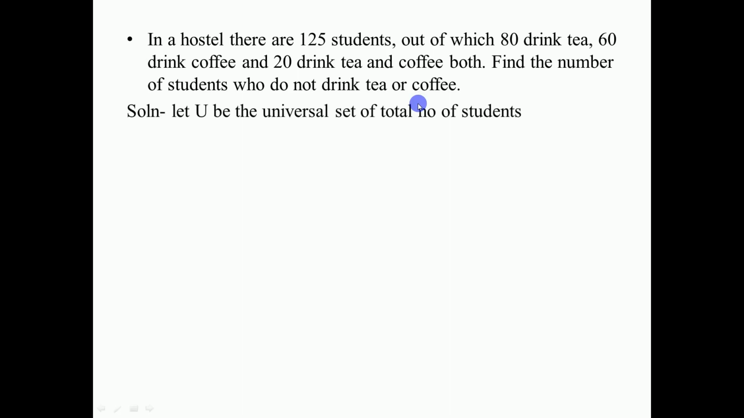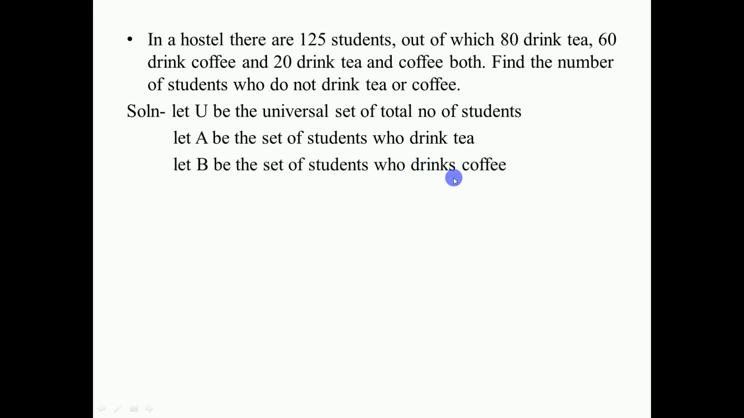So let U be the universal set of the total number of students, A be the set of the students who drink tea. We are going to consider two sets because two different things are given here, tea and coffee. Let B be the set of the students who drink coffee. So n(U) is equal to 125, n(A) is equal to 80, n(B) is equal to 60. These are the students who drink tea, these are the students who drink coffee, and this is the total number of students present in the hostel.